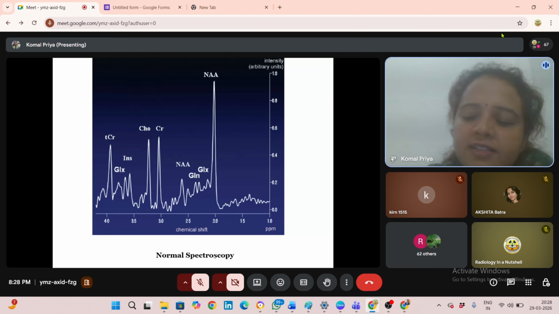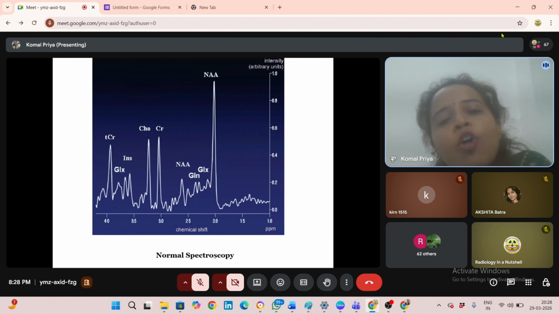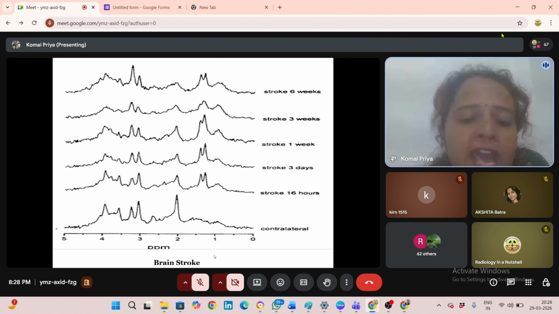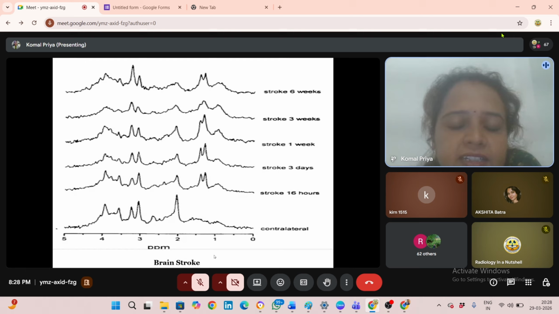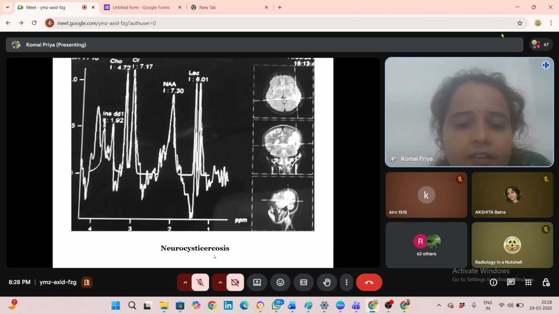So you can see in this graph, this is a normal spectroscopy image, but if a stroke happens, how this normal spectroscopy starts changing, like how it happens at 16 hours, 3 days, 1 week, 3 weeks, 6 weeks. At that time also this functional imaging is done in order to see the functional activity. So see the graph. You can see lots of ups and downs.